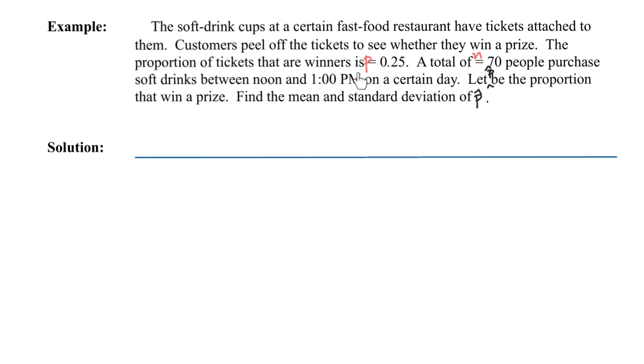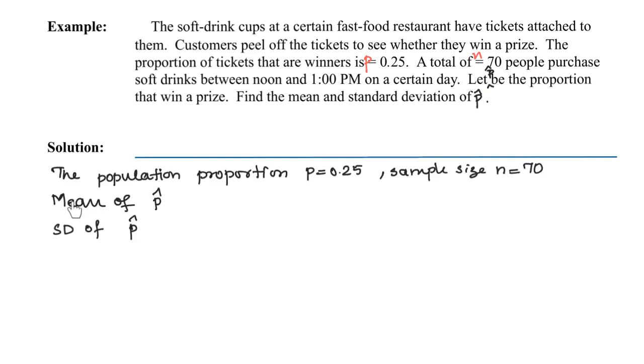Here the population proportion is 0.25 and the sample size N equals 70. We need to find the mean of P cap and the standard deviation of P cap. The mean of P cap is equal to the population proportion, so that will be equal to 0.25. For the other one, we can use the formula square root of P times 1 minus P divided by N.